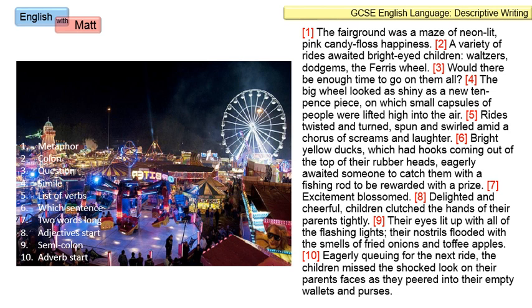Bright yellow ducks, which had hooks coming out of the top of their rubber heads, eagerly awaited someone to catch them with a fishing rod to be rewarded with a prize. Excitement blossomed. Delighted and cheerful, children clutched the hands of their parents tightly. Their eyes lit up with all the flashing lights, their nostrils flooded with the smells of fried onions and toffee apples. Eagerly queuing for the next ride, the children missed the shocked look on their parents' faces as they peered into their empty wallets and purses.